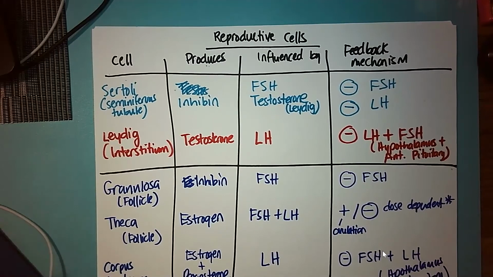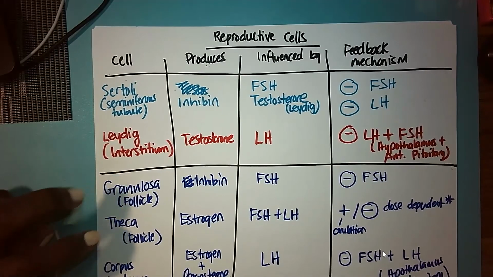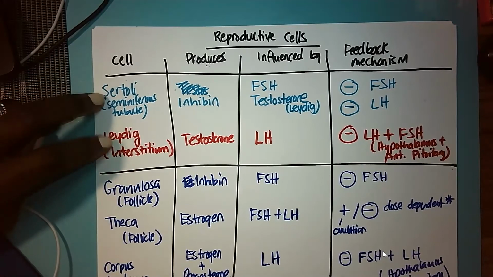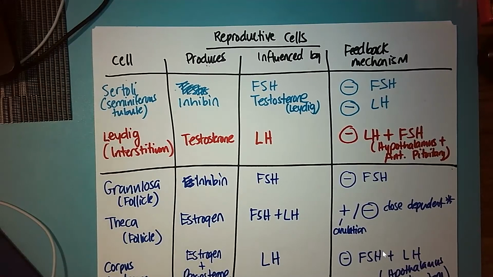Okay, so we can see how the cells of the female ovaries are very synonymous with the cells of the testes in terms of their function, the way they have that feedback cycle. The only difference is that in females, we have a much more complex cycle happening with the different phases of the uterine and ovarian cycle.